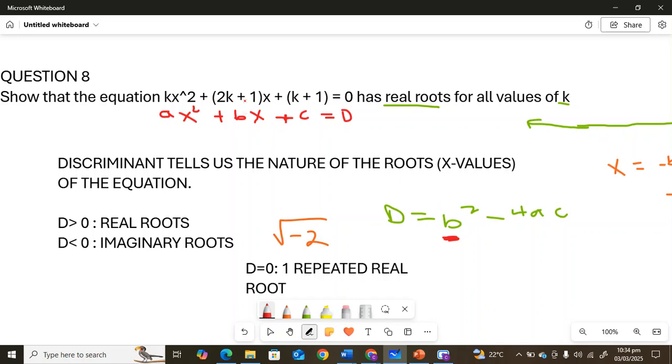So, in this case, our B is this 2k plus 1. Okay, because we have an x, 2k plus 1 x. So our b is this 2k plus 1. So you say b equals 2k plus 1.